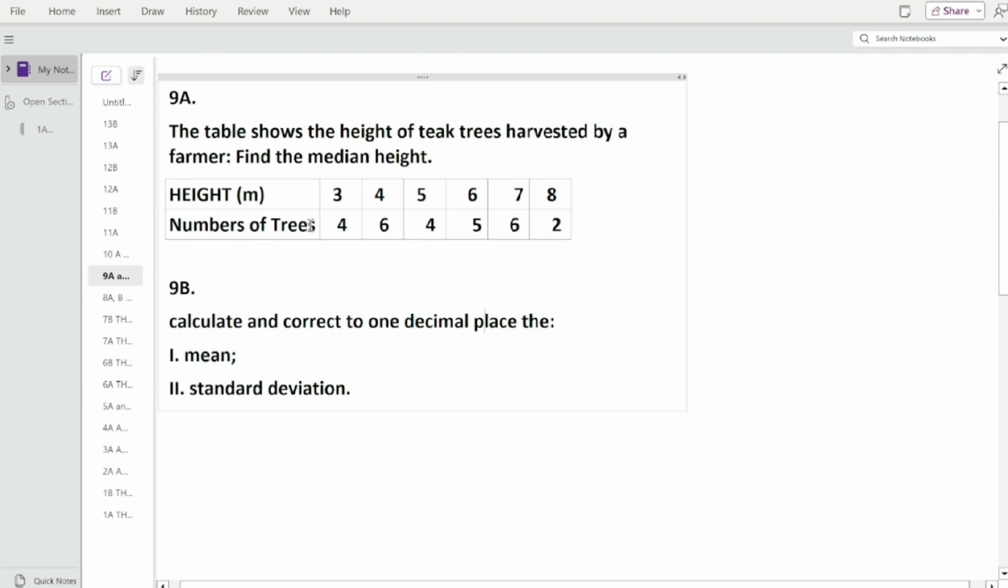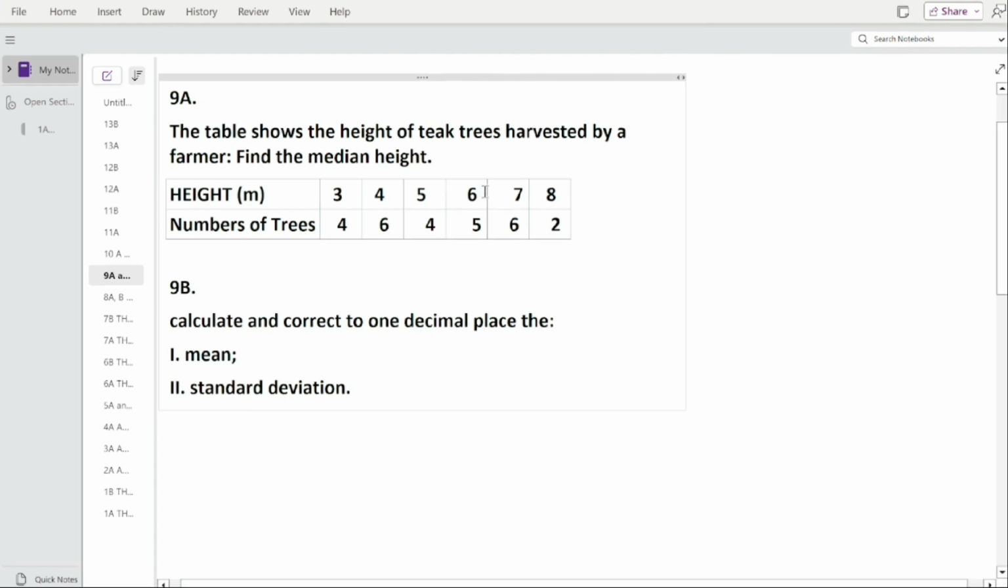Then the number of trees that fall under 3, we have 4. For 4, we have 6. For 5, height of 5 meters, we have 4 of them. For height of 6 meters, we have 5 of them. For the height of 7 meters, we have 6 of them. And for the height of 8 meters, we have 2 of them.